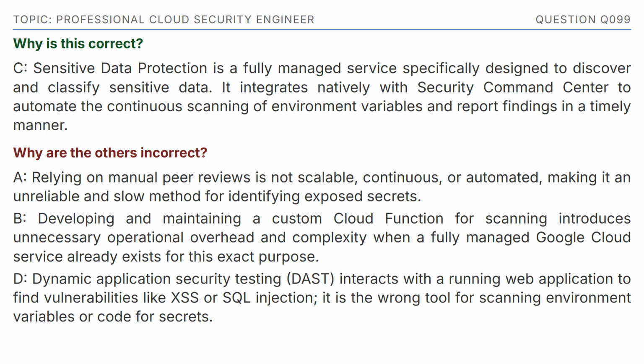A. Relying on manual peer reviews is not scalable, continuous, or automated, making it an unreliable and slow method for identifying exposed secrets. B. Developing and maintaining a custom cloud function for scanning introduces unnecessary operational overhead and complexity when a fully managed Google Cloud service already exists for this exact purpose. D. Dynamic application security testing, DAST, interacts with a running web application to find vulnerabilities like XSS or SQL injection. It is the wrong tool for scanning environment variables or code for secrets.